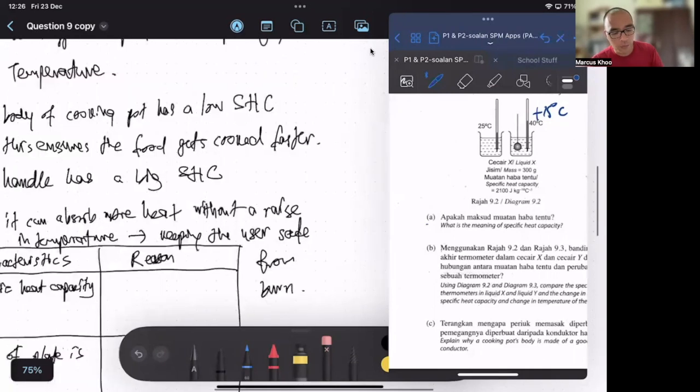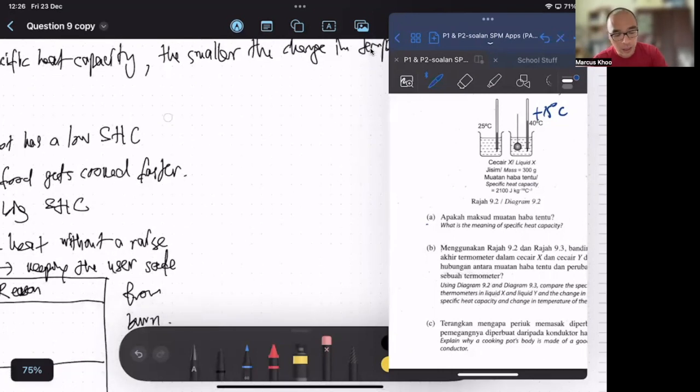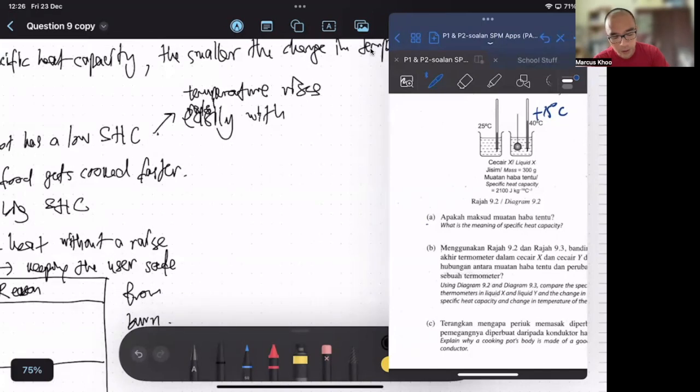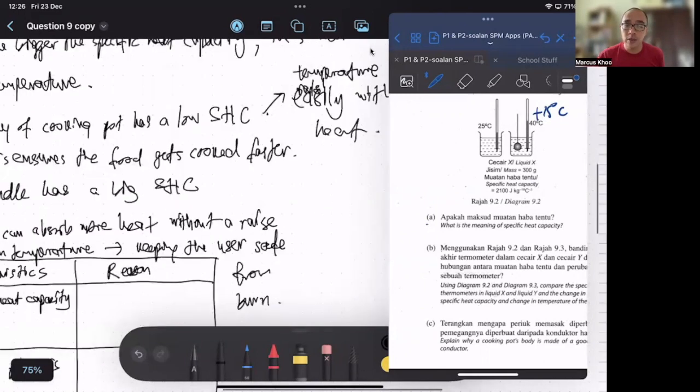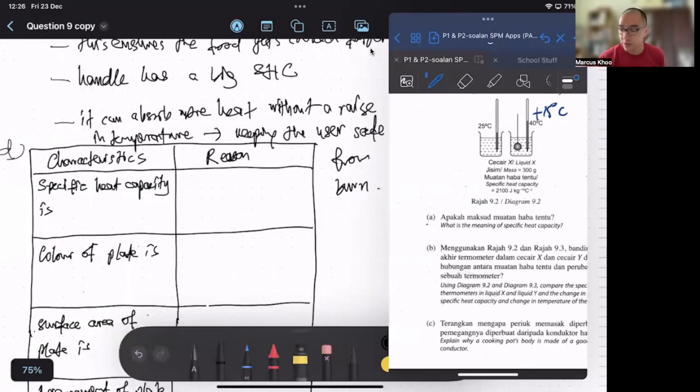Okay, so the body of the cooking pot has a low specific heat capacity. If you want to add a little bit more to this, you can write: it raises temperature, rises easily with a bit of heat. Okay, it means you just need to provide a little bit of heat and the temperature will rise already. Okay, 2100 and 4200 is a very big difference in terms of this one.